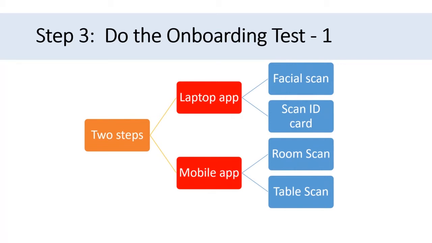There are 2 steps basically. There's a laptop app that you've got to download, and there's a mobile app. The laptop app essentially helps you to do a face scan and a scan of your ID card, whereas the mobile app enables you to do the room scan and the table scan. Sometimes people don't do the mobile app and they just do the laptop app, and they can do the room scan and table scan through it, but it's going to be tough to do that.